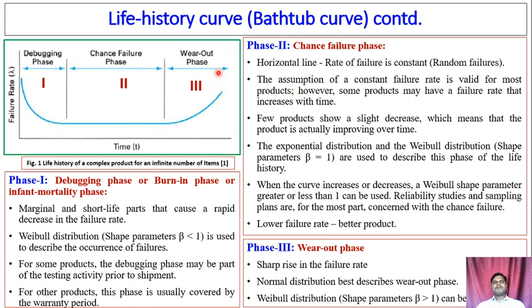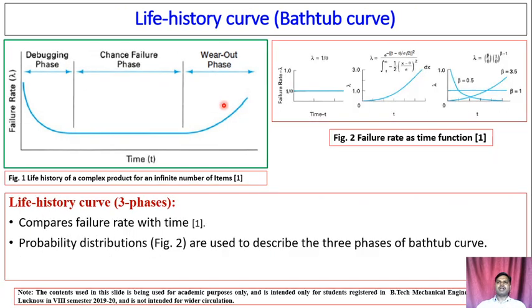The third phase is known as the wear out phase. Here the wear is obvious because the product has met its life cycle requirement. So this may be wearing, and we can see a sharp rise in the curve. The failure rate rises sharply in this zone. For this curve, the rate of failure may be best described by the normal distribution curve. The Weibull distribution curve may also be used when the value of beta is more than 1. As you have seen here, this beta value is 3.5.